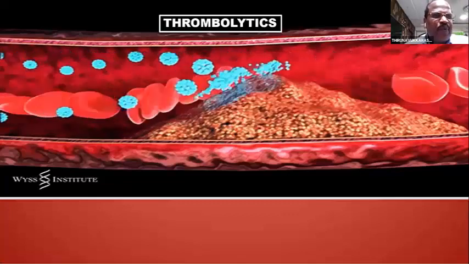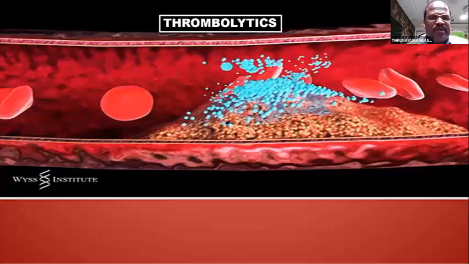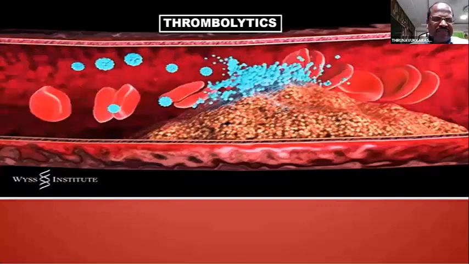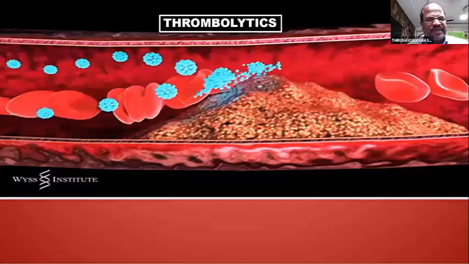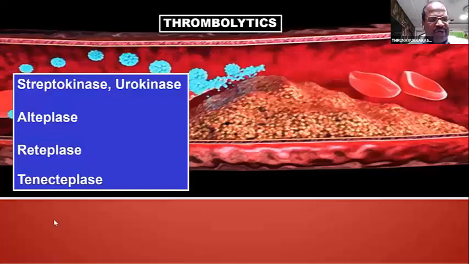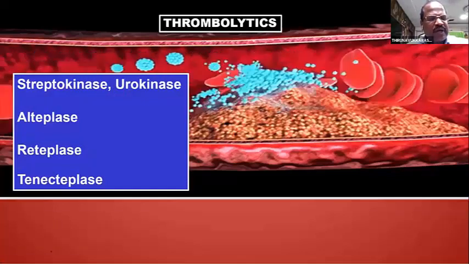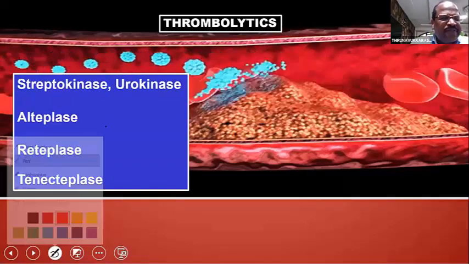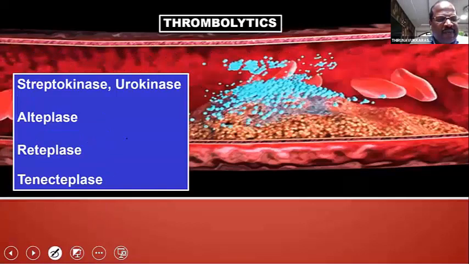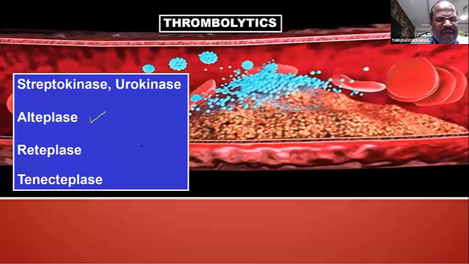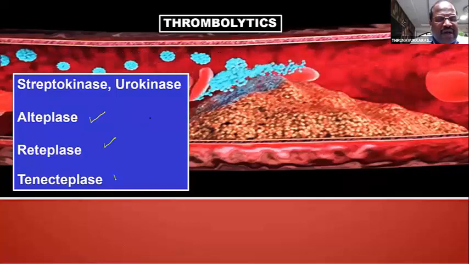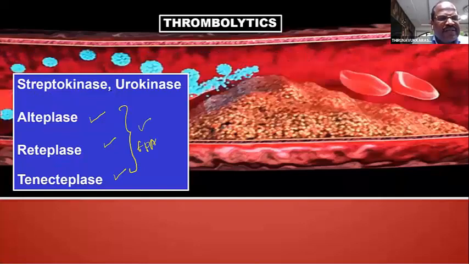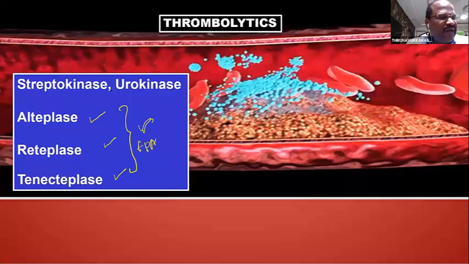That is done by using thrombolytic agents. So, the pharmacology part of thrombolytic agents. First of all, you should know the available thrombolytic agents. We have the older drugs like streptokinase, urokinase, and the newer drugs, the so-called tissue plasminogen activators like alteplase, reteplase, and tenecteplase. These are tissue plasminogen activators, and they are also called clot-specific thrombolytic agents. Whereas streptokinase and urokinase are clot non-specific thrombolytic agents.